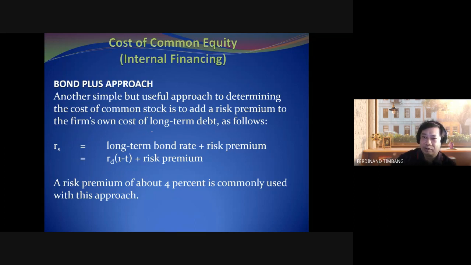Now for the bond plus approach, the formula is long-term bond rate plus the risk premium. Here we get the after tax. If the tax is not given in the exam, it means the long-term bond rate given is already after tax. But if the tax rate is given, then you have to get the after tax. Now the risk premium, if not given, and there's no way for us to compute it, then you have to use the 4% as the standard rate. So that's our formula for the long-term bond.